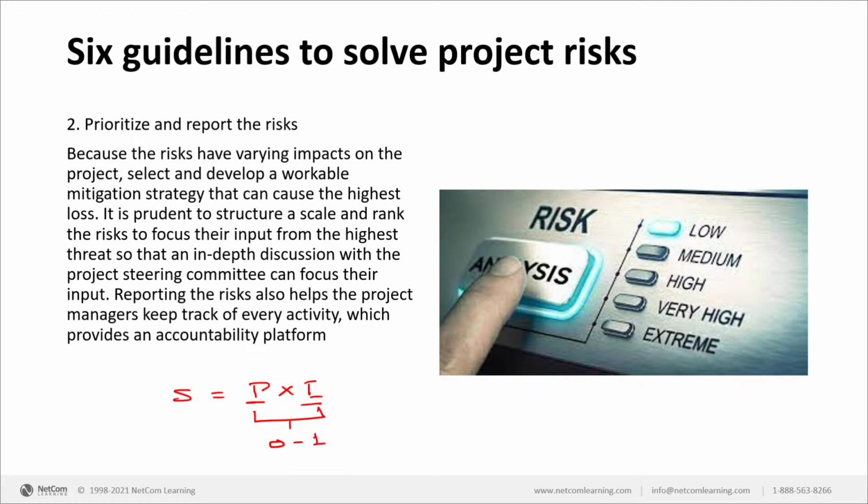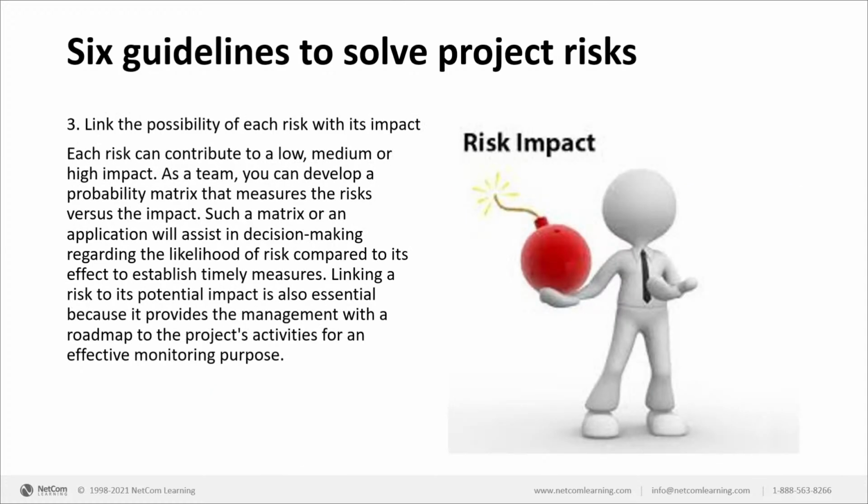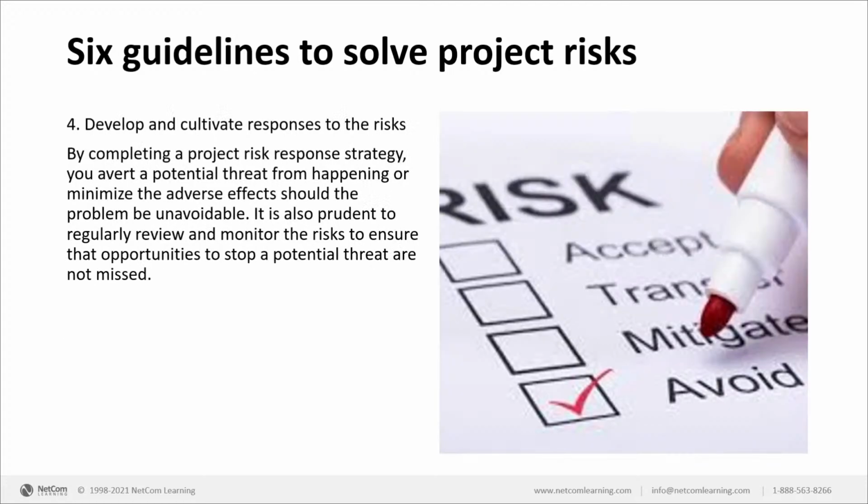Now, once you have prioritized the project risks, link the possibility of each risk with its impact. Find out that in a particular situation, if this risk happens, what's going to be the impact of that risk on your project? How that risk is going to impact the project outcome. Fourth step, you have prioritized them, you've identified the impact levels of them. Next thing, identify possible solutions. What are the possible ways that can be used to deal with these risks? How can you manage these risks?